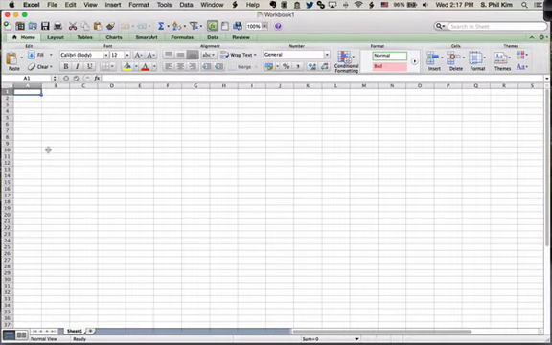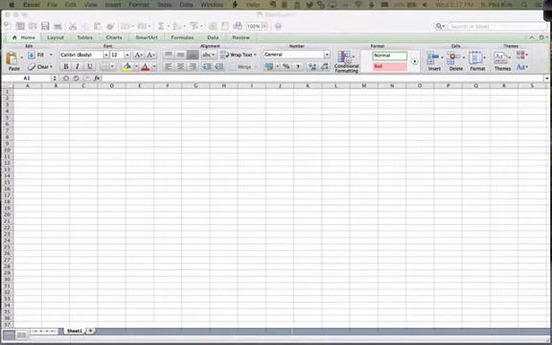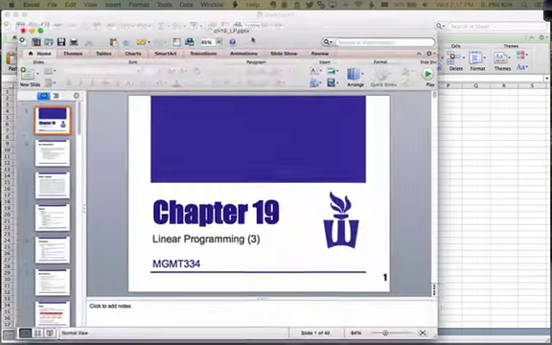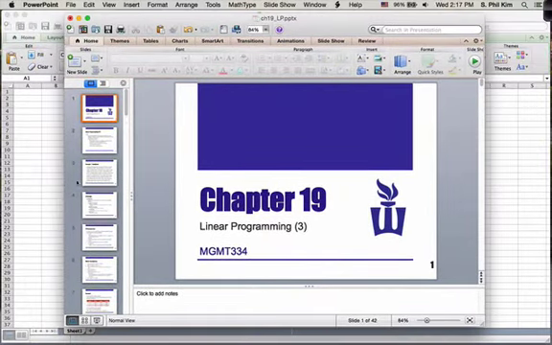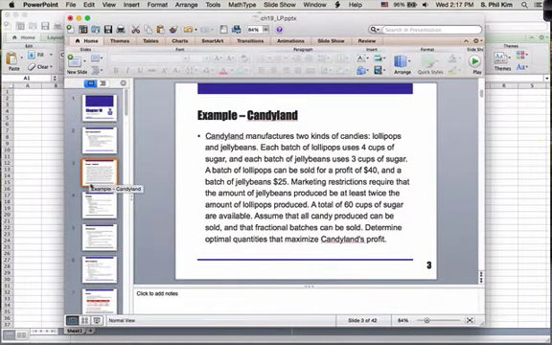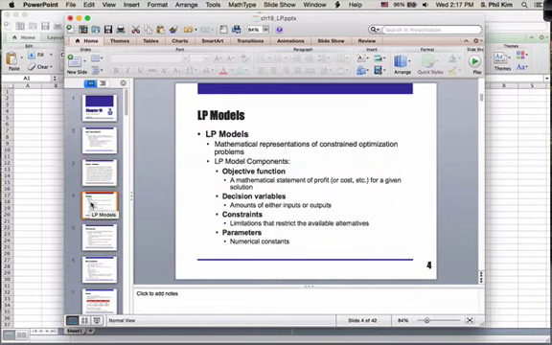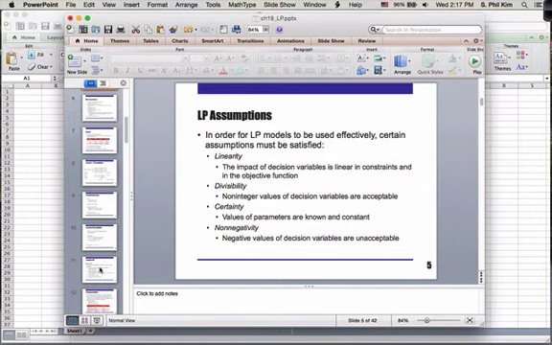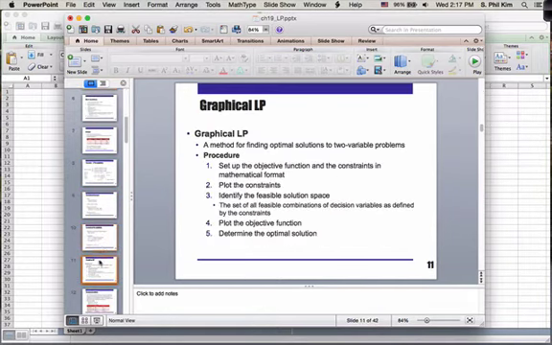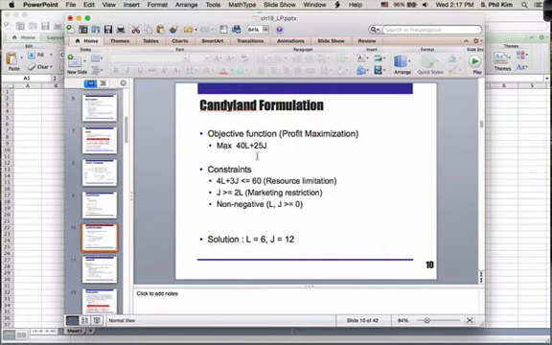Okay, let's see, let's solve the first problem, which is the lollipop and jelly bean problem. So the lollipop and jelly bean problem is here. Our lollipop and jelly bean problem solution. Okay, so the formulation is like this.